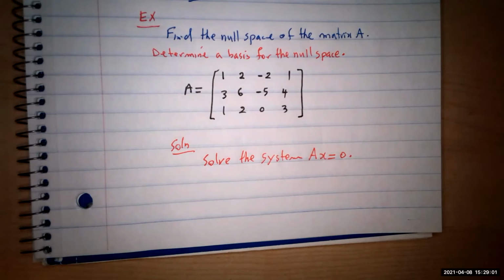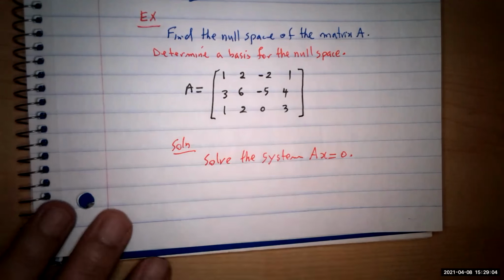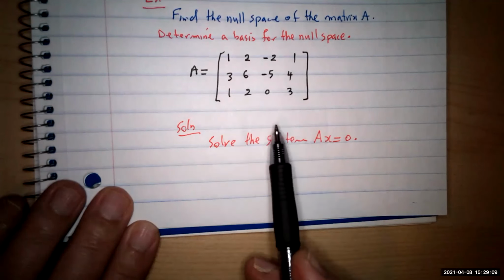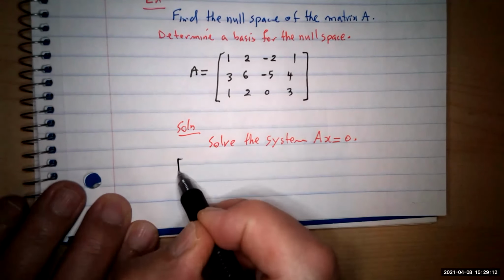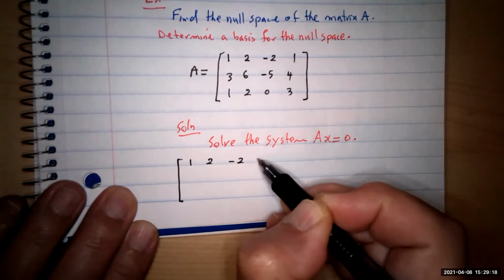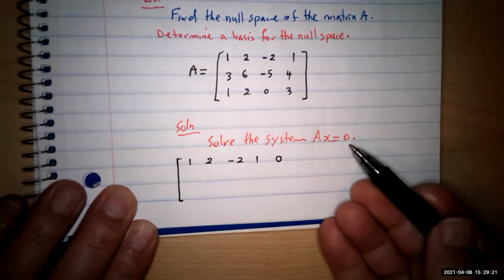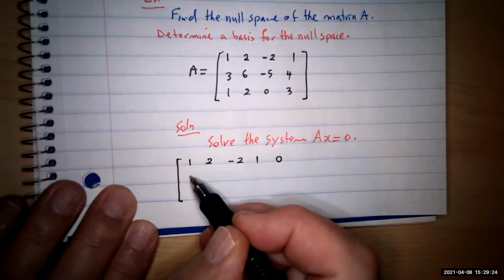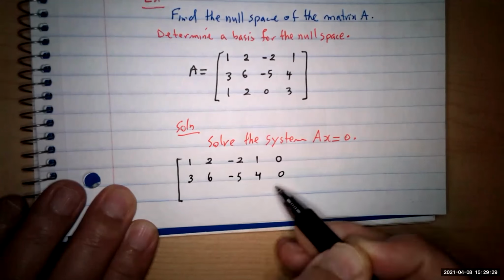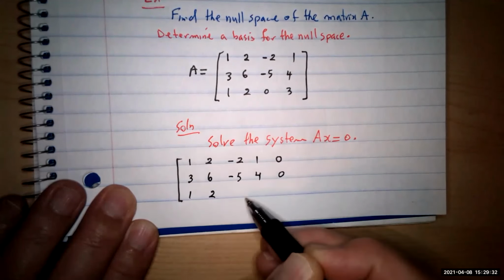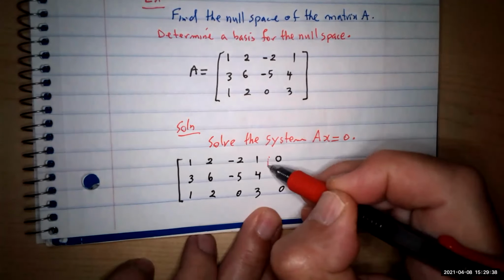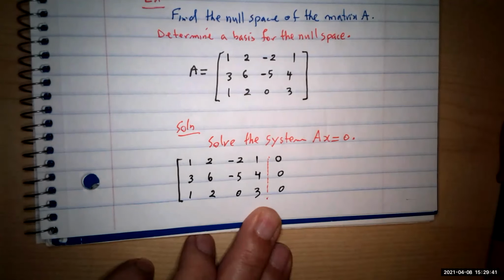If you want to solve the system, you have to go with your augmented matrix. These are the coefficients of the matrix. You get 1, 2, -2, 1, and a 0 here because of the constant vector. And then 3, 6, -5, 4, 0 here, and 1, 2, 0, 3, and the 0 here. We just remind you that this is the augmented matrix.